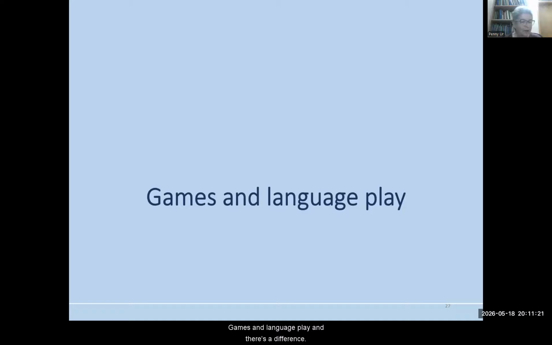Games and language play. And there's a difference. And it's easier to express in English because English has two words, play and game. A lot of languages don't. I don't know about Arabic. I'd like one of you to write in the chat box whether Arabic uses the same word, but Hebrew uses the same basic root, lesachek, for both, as does Spanish, French, German. A lot of languages do.